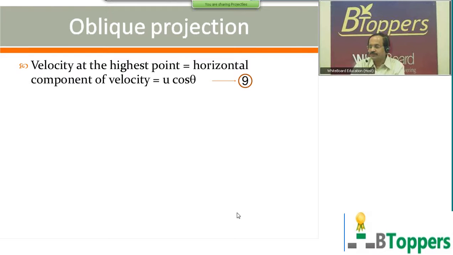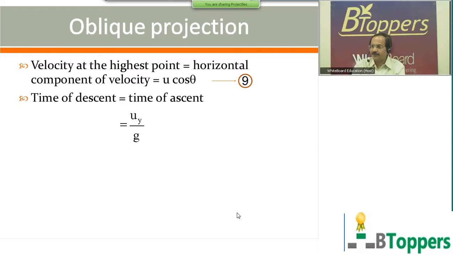In some numerical problems, you may be given the speed at the highest point of the path of the projectile, for example, as 10 meters per second. Then you have to take the velocity at the highest point as 10 meters per second, which means the horizontal component of velocity is 10 meters per second. Copy down this equation number 9. If you require time to write the notes, you can take a pause and write the notes.